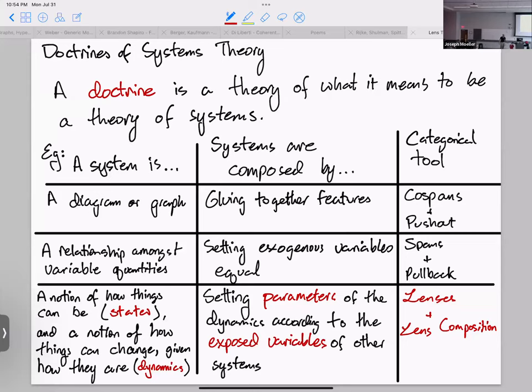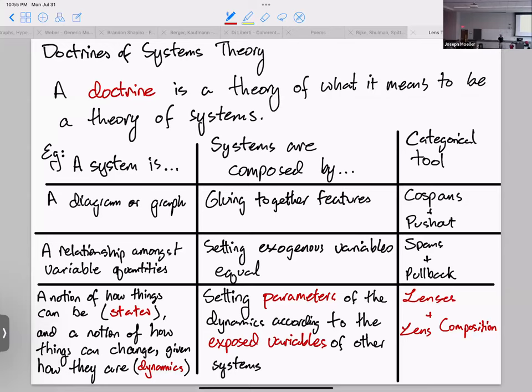So the first idea is that a system is, and most people wouldn't call these systems, but rather pictures of systems, a diagram or a graph that is labeled in some way. And the way we compose those kinds of systems is that we glue them together. So we take our pictures, and they maybe have different parts, and we put some of the parts together, and that gives us a bigger picture. And the categorical tool we use to do that is cospans.